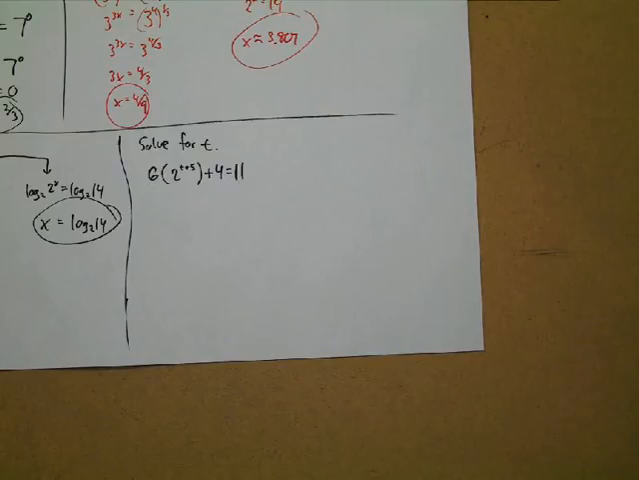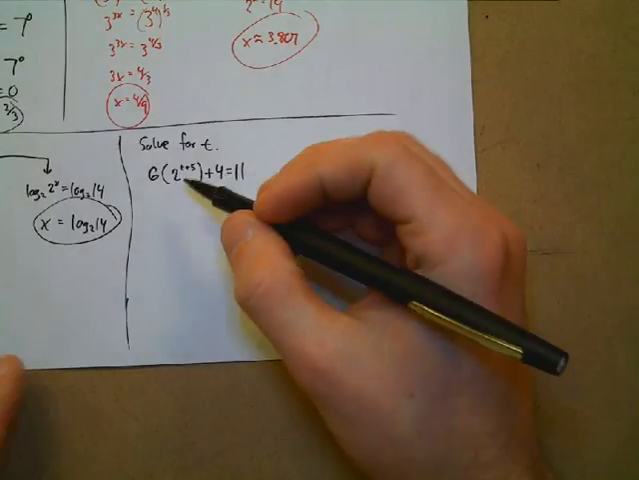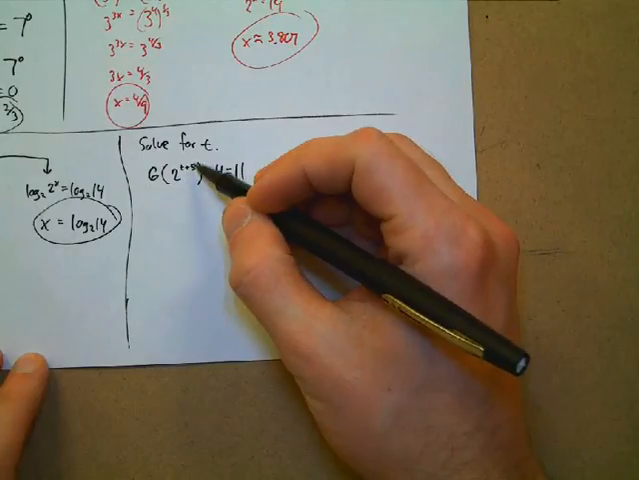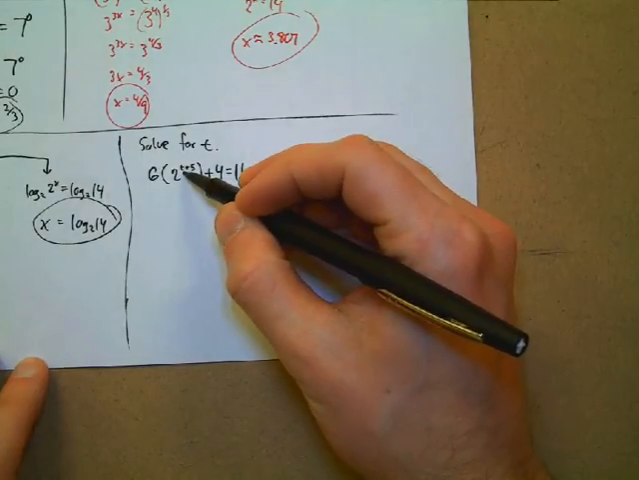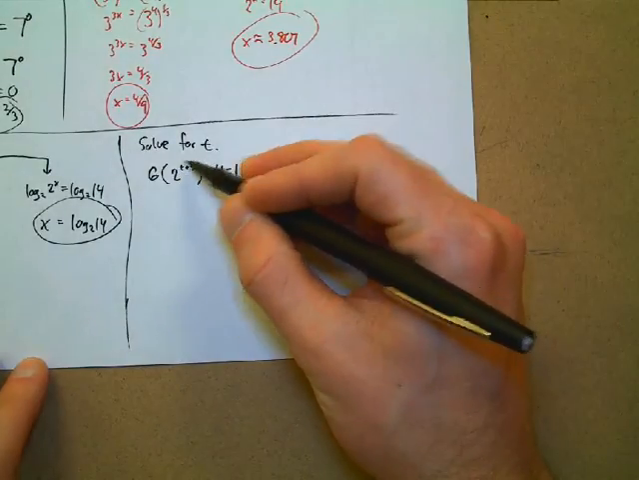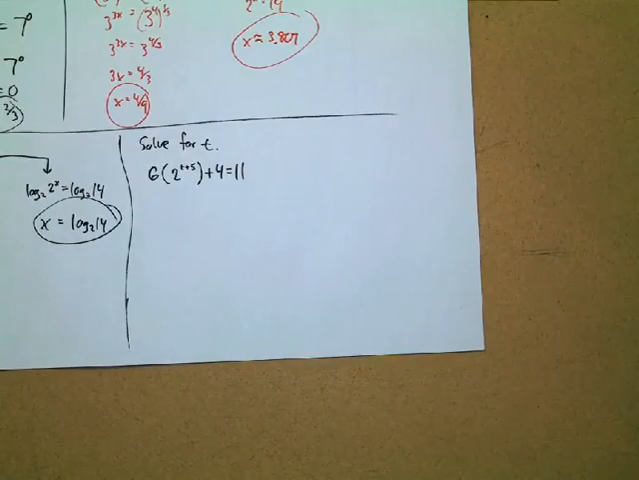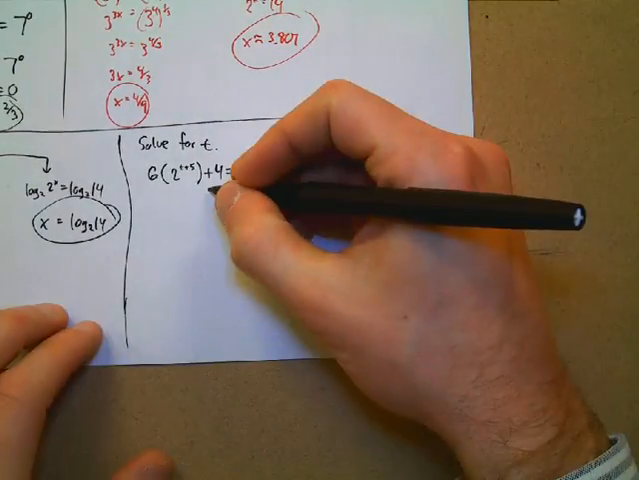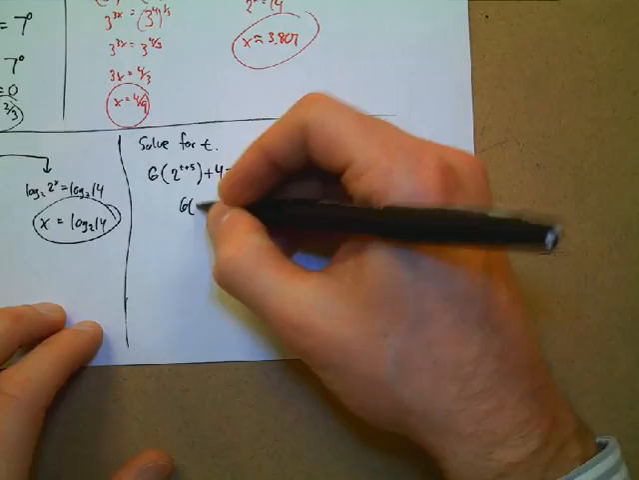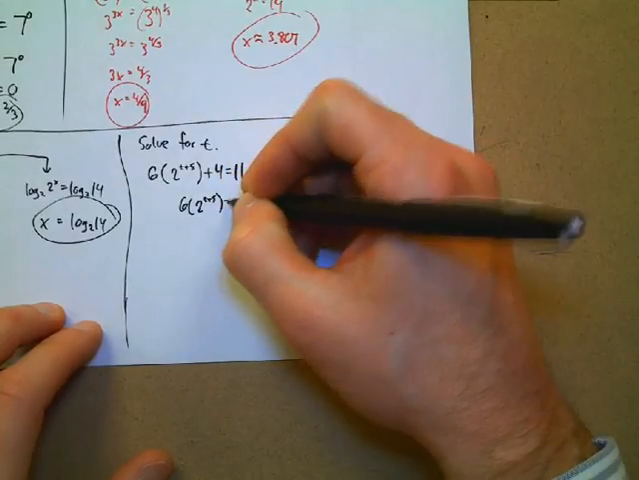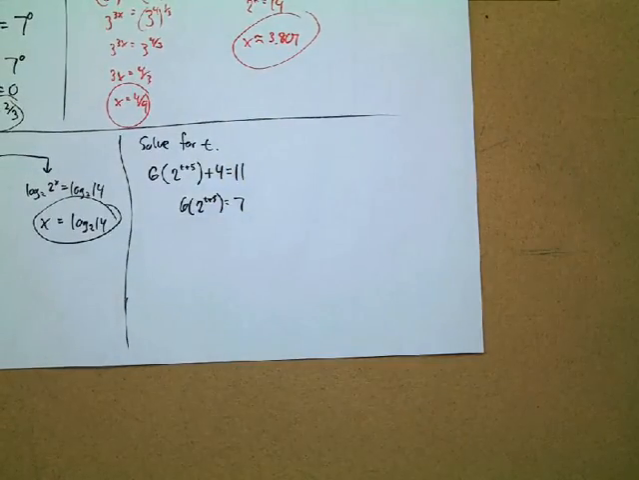So in other words, the exponential, what's that? That's the thing that's being raised to the power with the variable in it, right? So this 2 to the t plus 5, we want to isolate that. In order to do that, we want to get it by itself. So we'll subtract 4 from both sides, for example. And then what should be our next step? Divide both sides by 6.